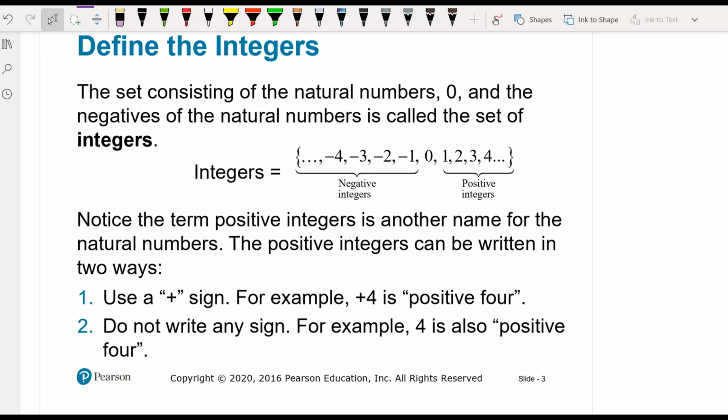So, defining integers: the set of natural numbers, 0, and the negative of natural numbers is called the set of integers. So we have our negative integers, 0, and then positive integers. Notice the term positive integers is another name for natural numbers. The positive integers can be written in two ways. For example, you can use a plus sign, so plus 4 or positive 4, or you can just write the number 4, and that would be a positive number.